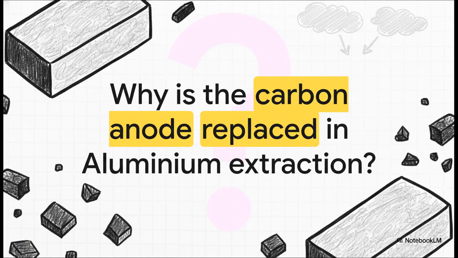Okay, here's another classic that really tests if you understand a practical process. Just think about it for a second. In that huge industrial process for extracting aluminum, why do those big carbon anodes have to be swapped out all the time? What's going on there?